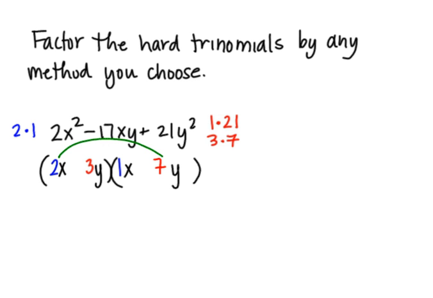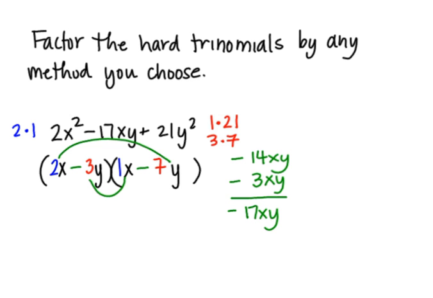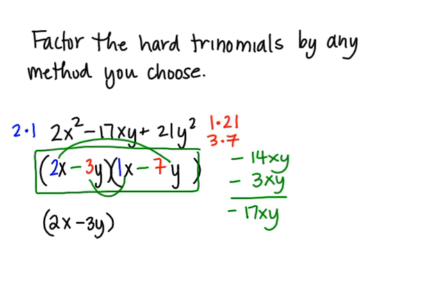Making our rainbows, I see that I would get a 14xy and I would get a 3xy. That looks great. I know that my signs are the same and they're both negative, so this would give me a negative 17xy. Same sign, both negative. So my final answer, without so many colors, is 2x minus 3y times x minus 7y.